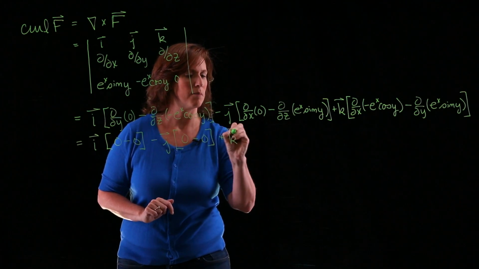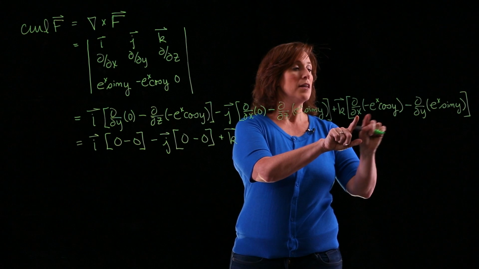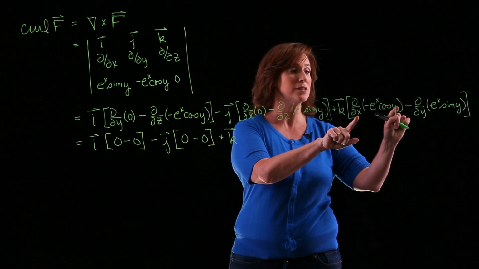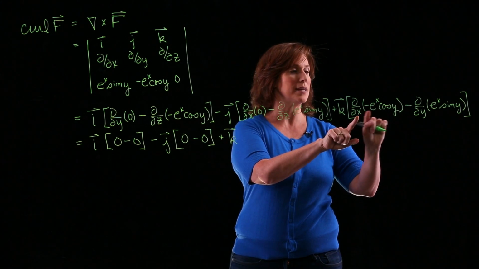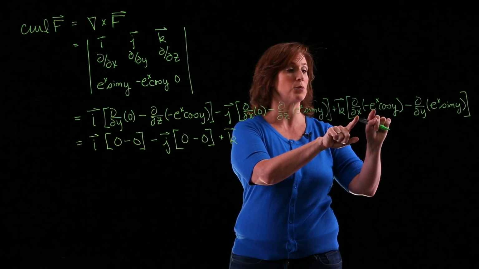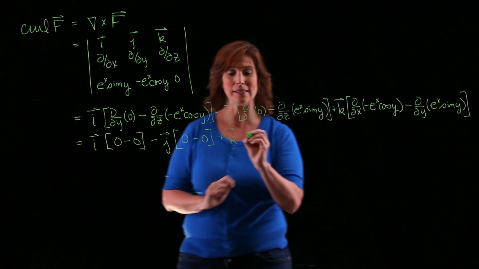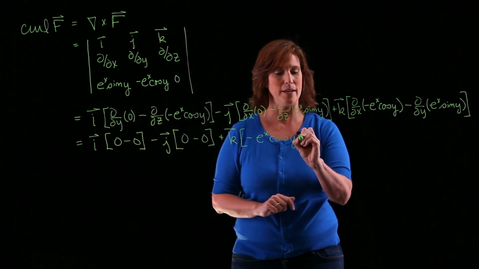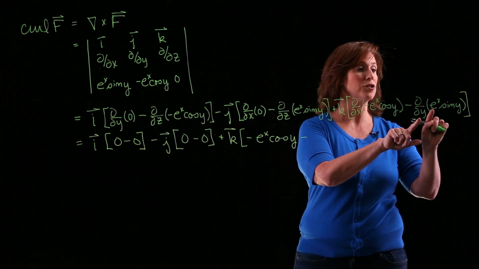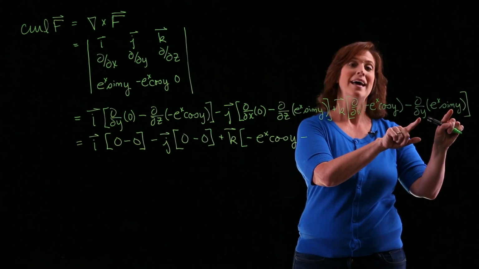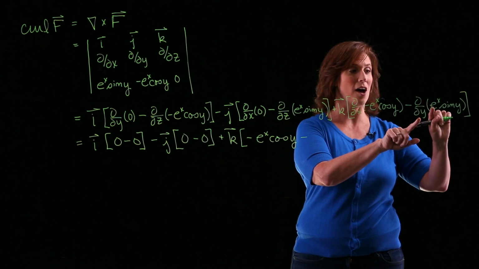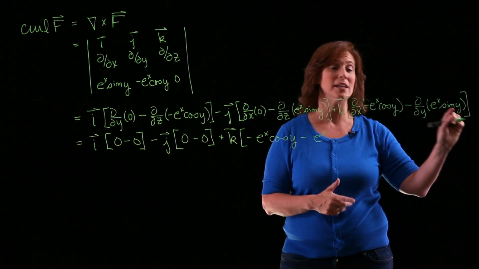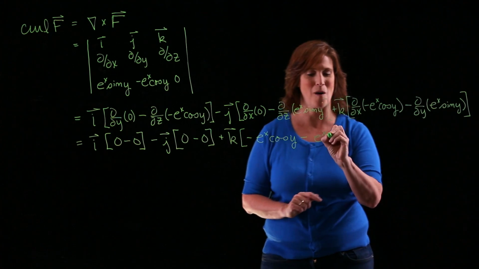Then I'll add my vector k times the partial with respect to x. Now, remember that y is treated as a constant, so cosine of y will be a constant. And so when I take the partial of e to the x with respect to x, it's just e to the x. So I'm going to have a minus e to the x cosine y. Now I need to subtract what happens when I take the partial of e to the x sine y with respect to y. x is treated as a constant, so e to the x is a constant, so that'll be an e to the x. And the derivative of sine y is cosine y.